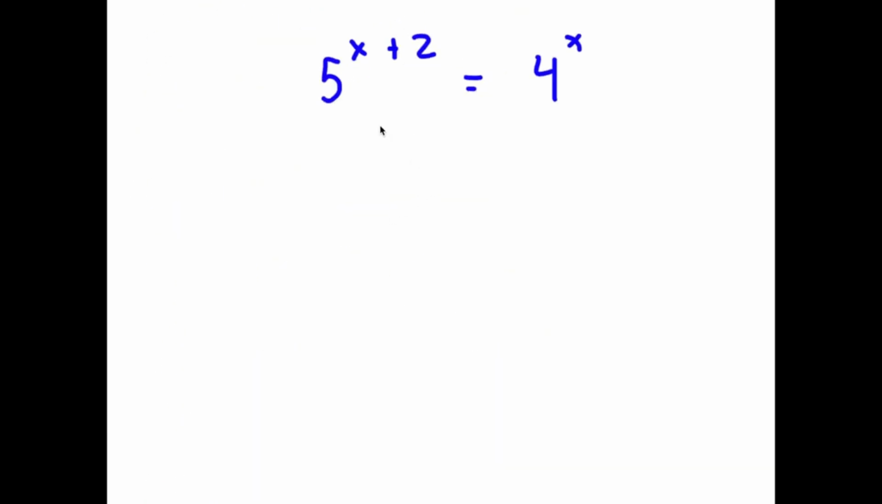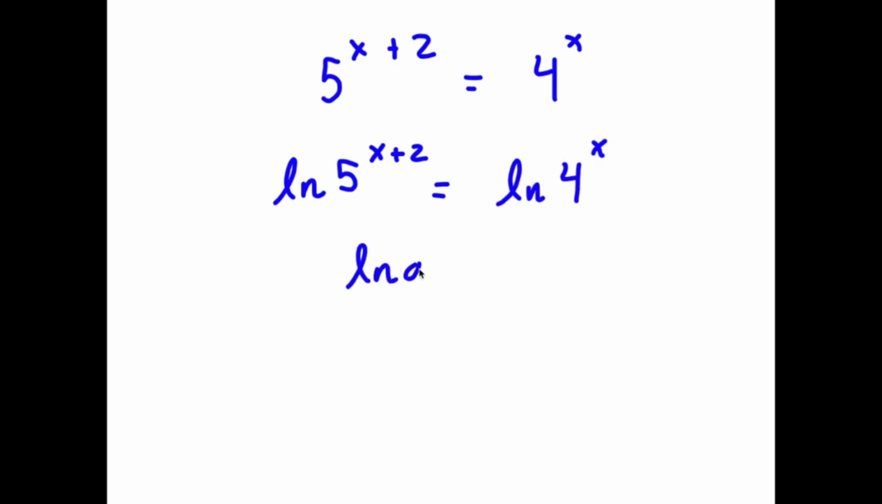Alright, so in this problem, I have 5 to the power of x plus 2 is equal to 4 to the power of x. So to solve this, I'm going to first start by taking the natural log, or ln, on both sides. So now I have ln of 5 to the power of x plus 2 is equal to ln of 4 to the power of x. Now if I have something in the form ln of a to the power of b, I can move this exponent b to the front.